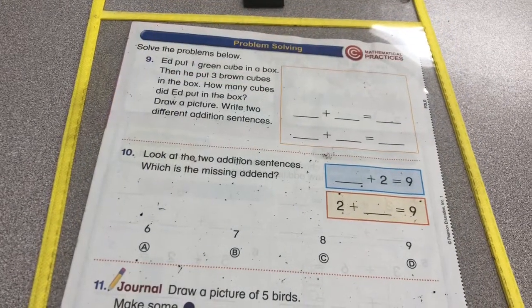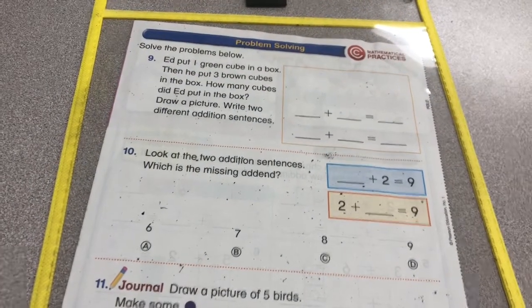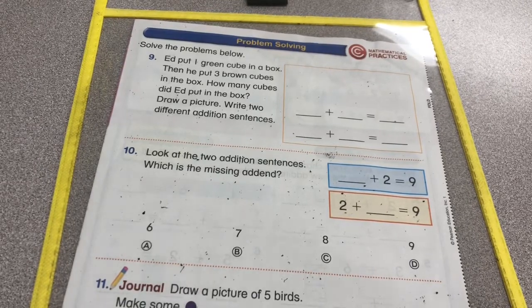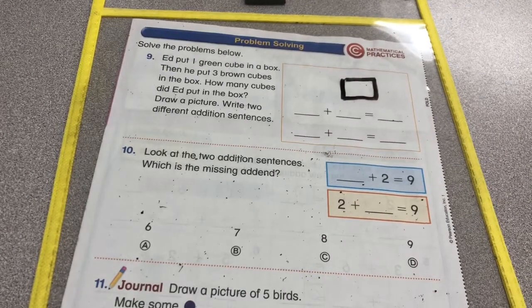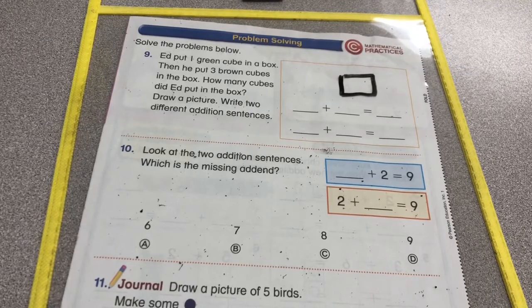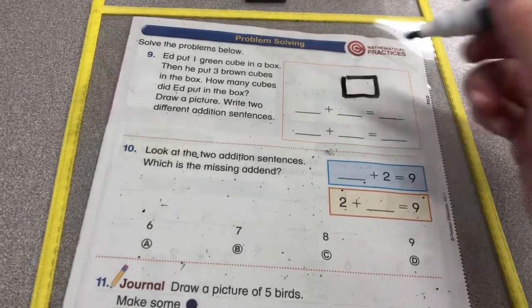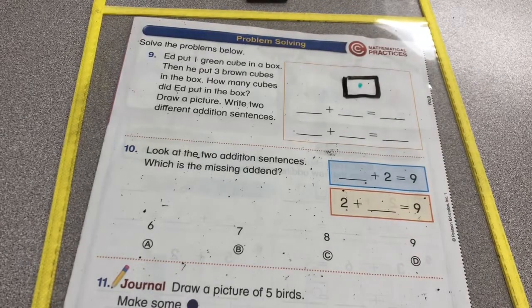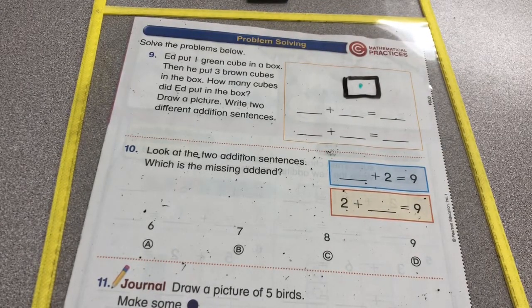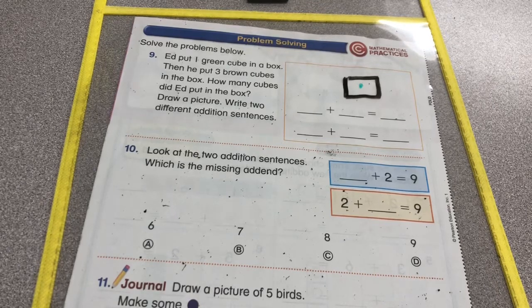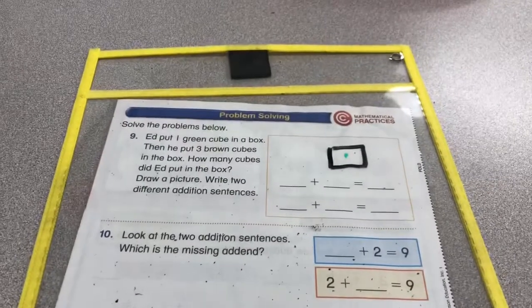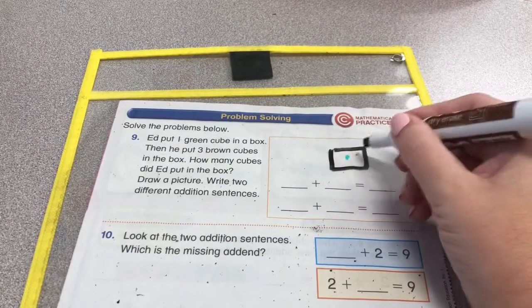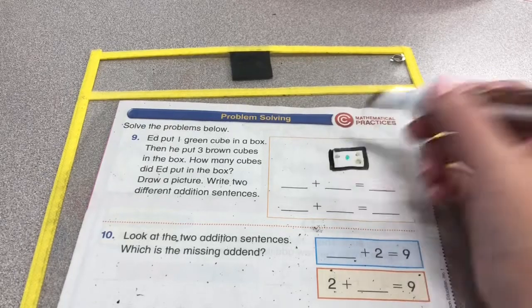Okay, Ed put 1 green cube in a box. Okay, and it'll help to draw a story here. So let's draw a box. And it said Ed put 1 green cube in a box. Remember, we can represent that with counters. And then it said, then he put 3 brown cubes in the box. Okay. So let me grab a brown. All right. So I'm going to put 3, 1, 2, 3.